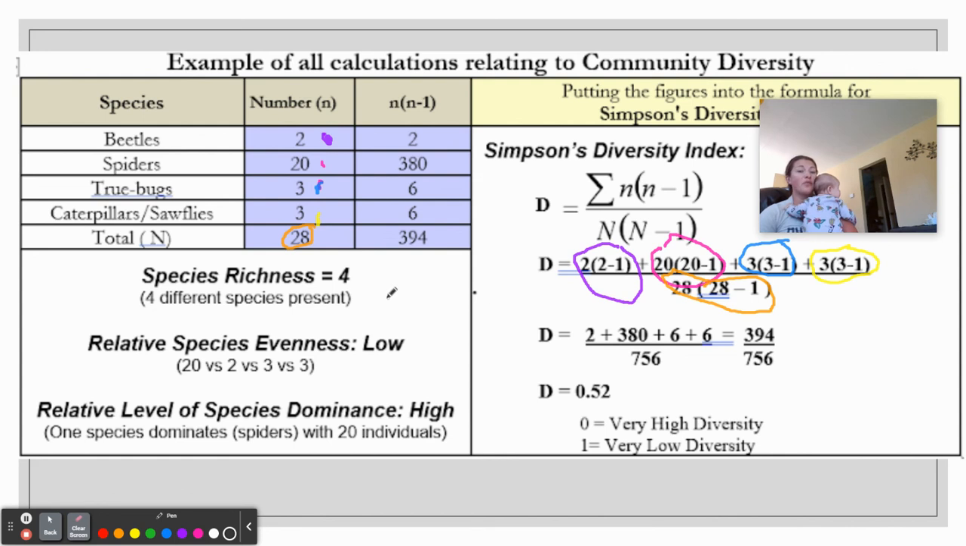So our richness for this example is 4 because there are 4 different species present. Our species evenness, it's not very even. It's 20 versus 2 versus 3 versus 3. And the level of species dominance is high. So spiders are going to be dominant. And our Simpson's Biodiversity Index number is 0.52, so that's going to be right in the middle. That might not mean much, but we can use that to compare to other habitats. And that's what you guys are going to be doing with your practice problems.